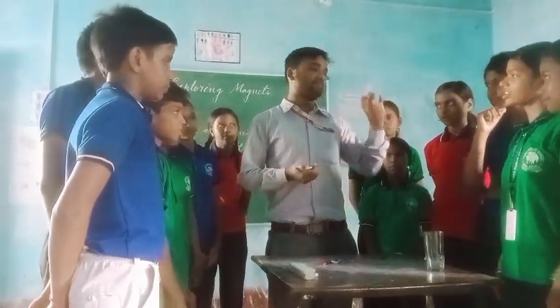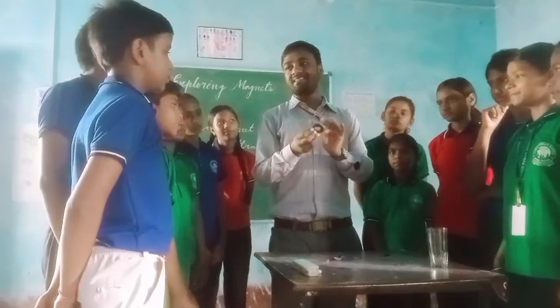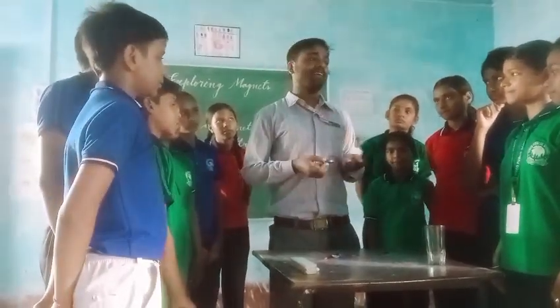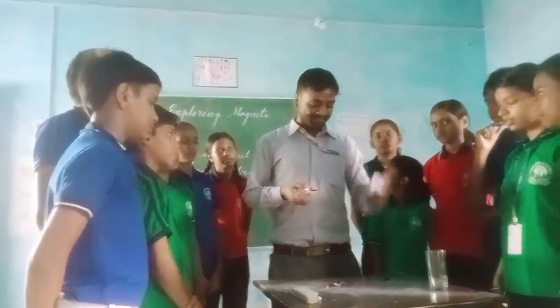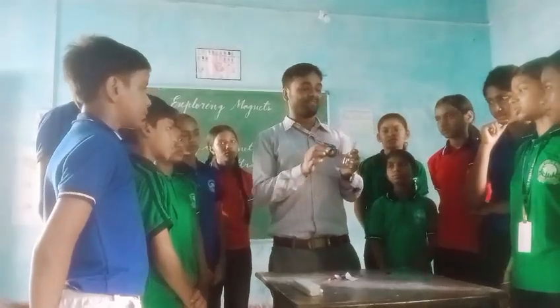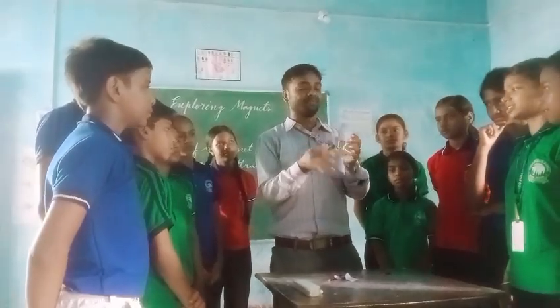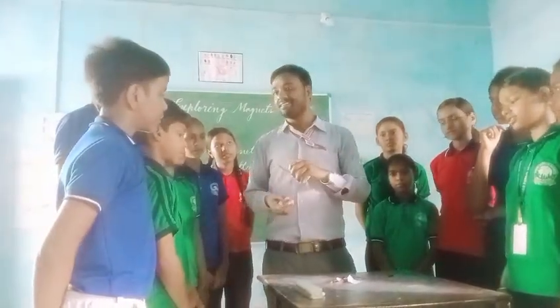What about this paper? No. As you can see, it does not stick. So we can say paper is a non-magnetic material. What about this glass? No. As you can see, it does not stick. So glass is also a non-magnetic material.